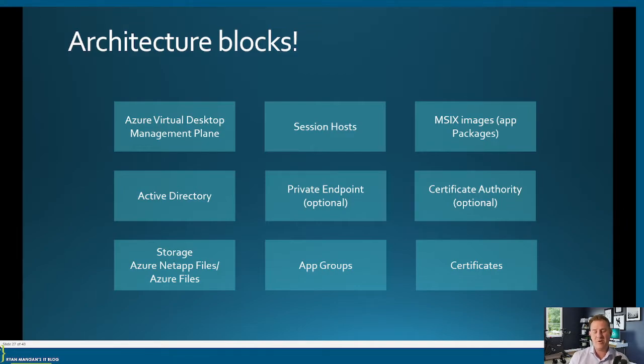In enterprises, and I'm going to come back to this, you should be using a certificate authority. You should be issuing out code signing packages from there to the packages. You shouldn't really be using self-signed or public certificates unless there's a good reason to do so. And as I said about storage, it's typically Azure NetApp Files or Azure Files. We've done the certificates and the app groups already, so that's cool.